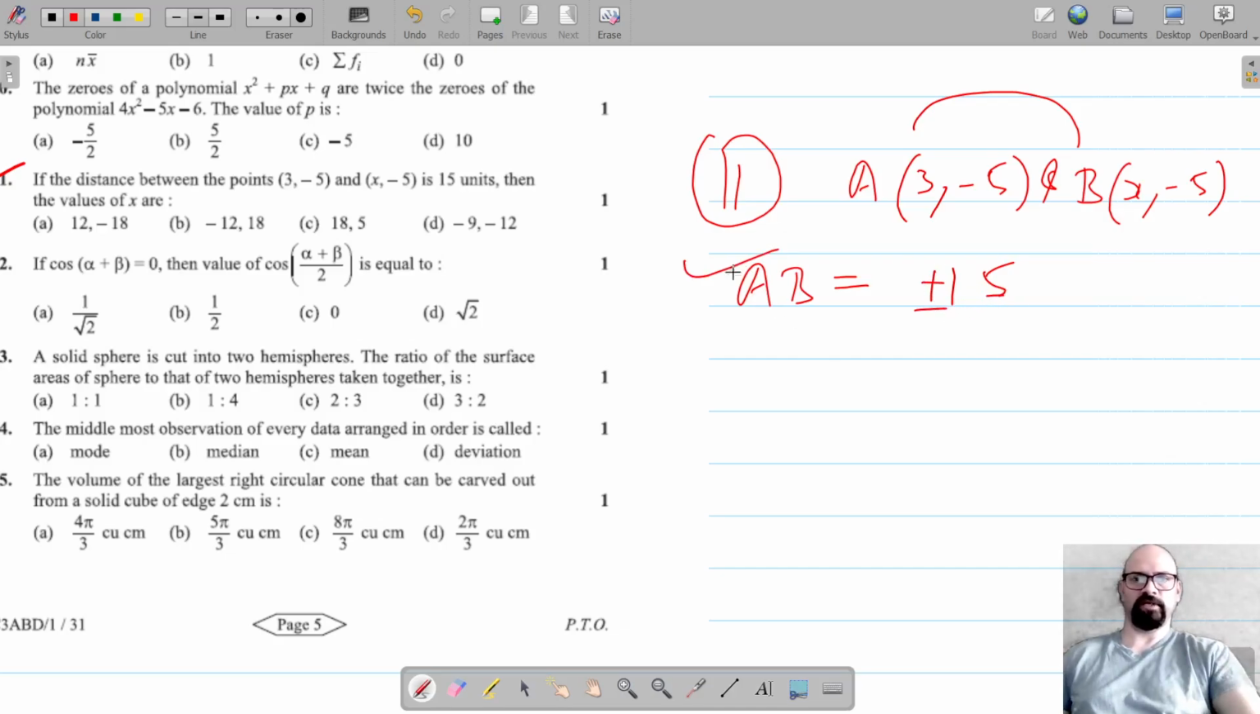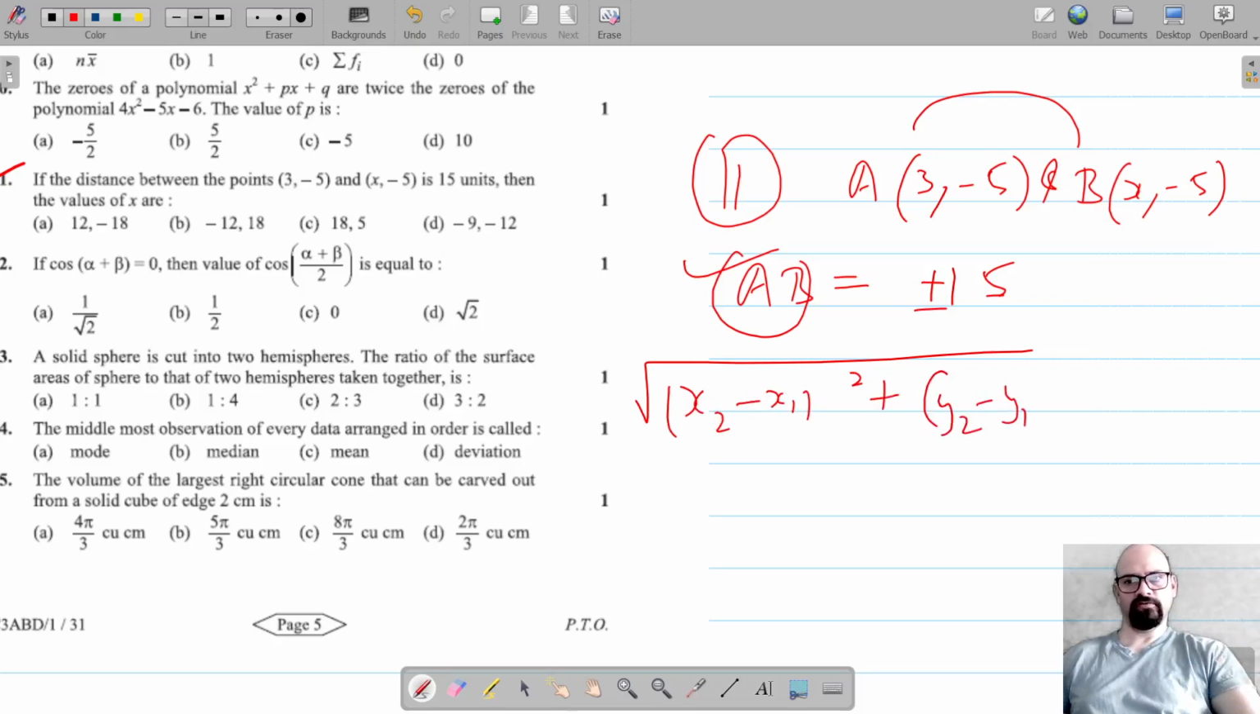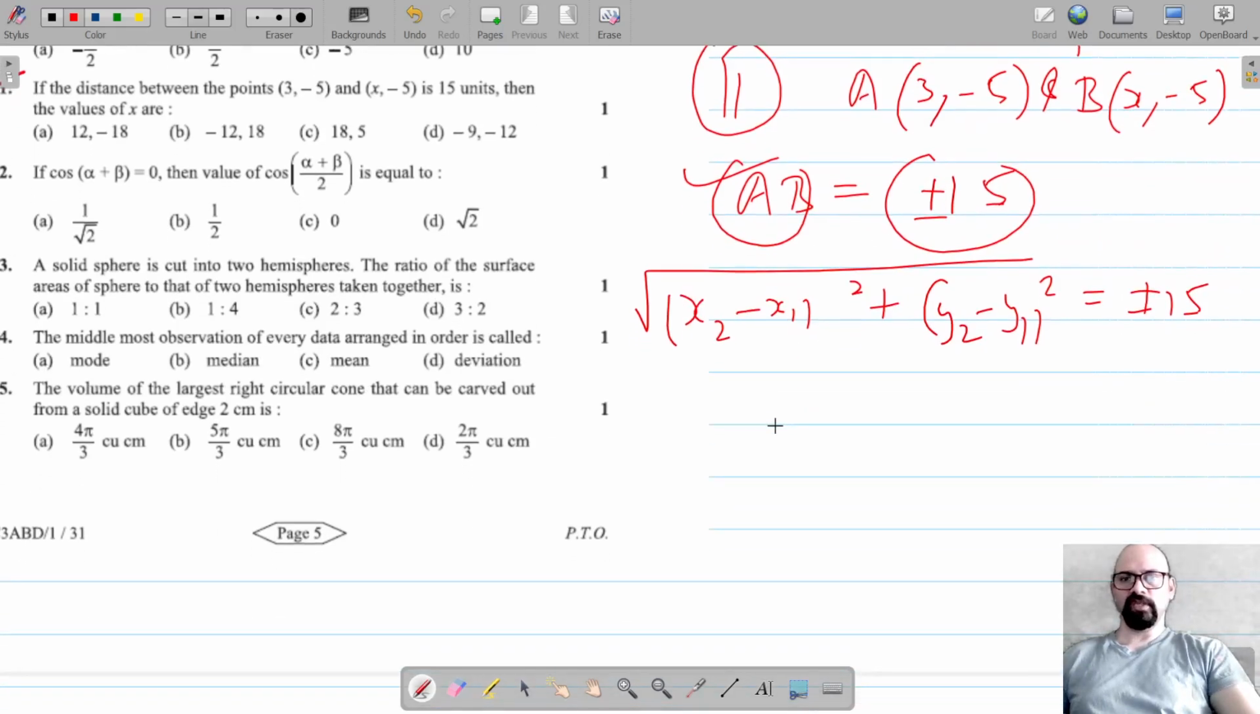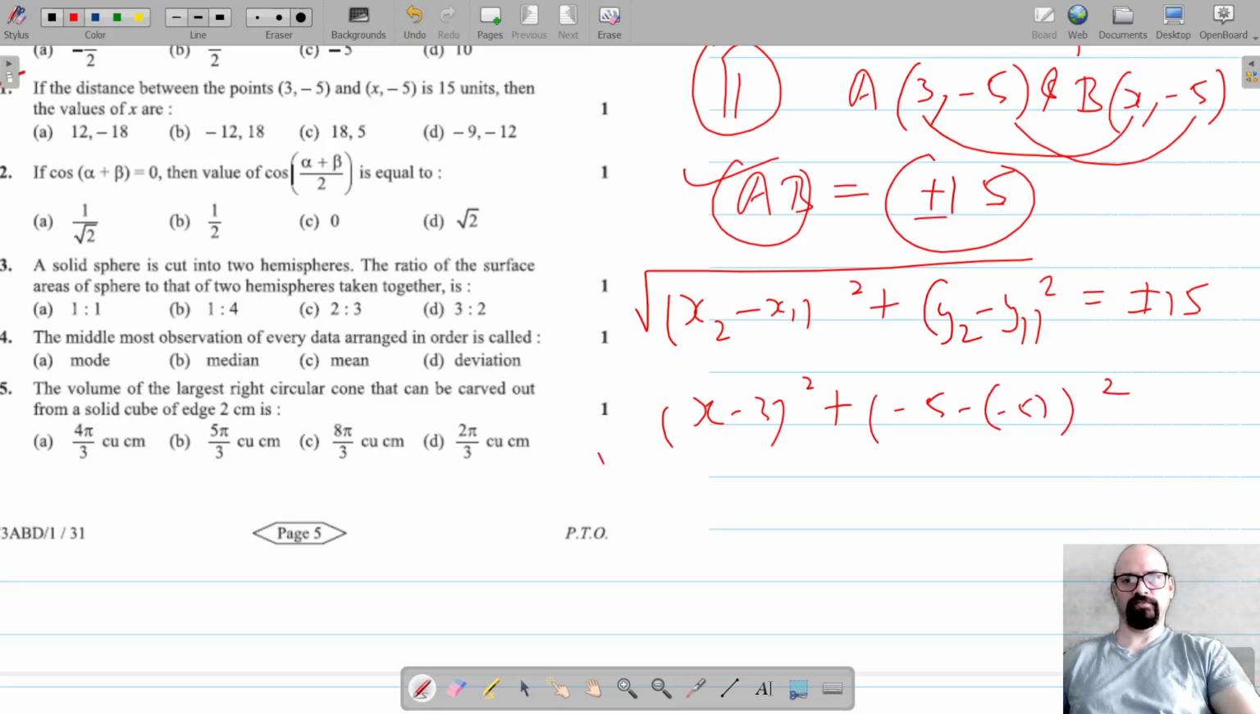So we are going to use plus minus sign here, and AB we can find out using the distance formula, which is (x2 minus x1) the whole square plus (y2 minus y1) the whole square, equal to plus minus 15. So remember, we have to take plus minus 15 as per the direction. So x2 minus x1 is (x minus 3) the whole square, plus y2 minus y1, which is minus 5 minus of minus 5, the whole square, which becomes 0. This whole is under root, equal to plus minus 15.